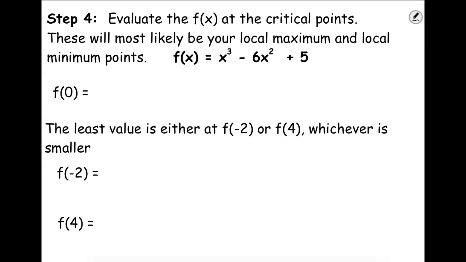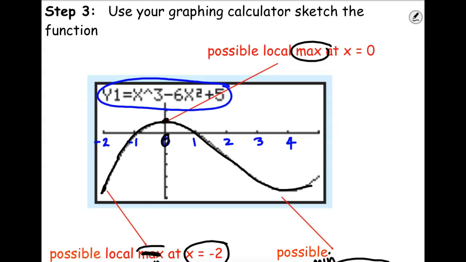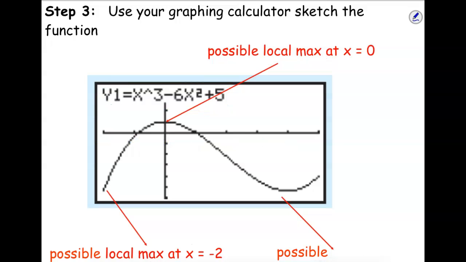All right, what you can do next is you can evaluate the original function at those critical points. So if we evaluate for 0, so 0 cubed minus 6 times 0 squared plus 5, we get 5. So we go back to that graph. I'm just going to delete this out here. This ordered pair right here is over 0, up 5. That's a local max.